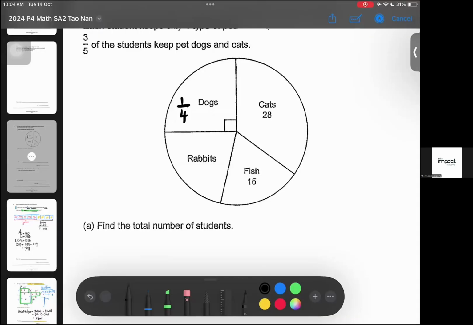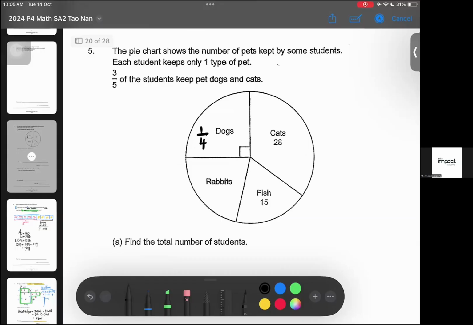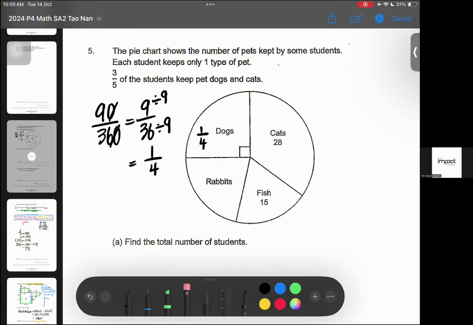When we look at a pie chart, the first thing you want to understand is that when we look at 90 degrees, it will always be 1/4 in fraction. Understand? Why is that so? Because 90 degrees is 90 over 360. When you cancel the 0, you get 9 over 36. Then from here, you divide by 9 and divide by 9, and you get 1/4. So that is for dogs. Does it make sense to you?